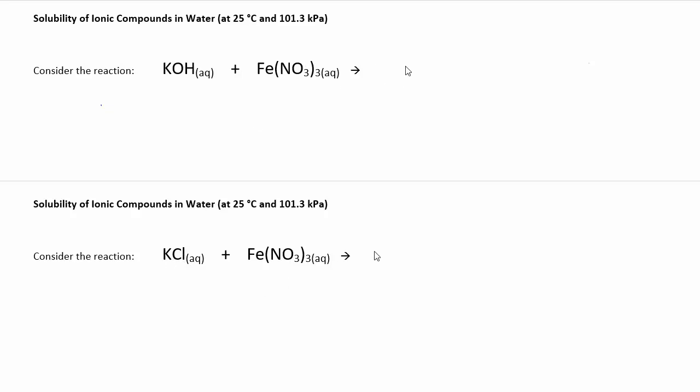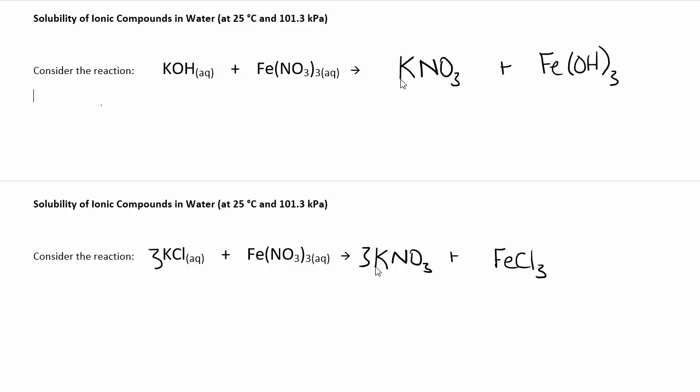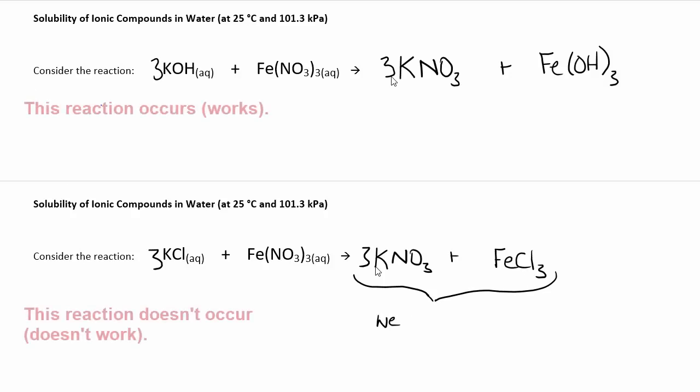We're going to have a look at solubility of ionic compounds in water. So I want you to consider two reactions that are shown. Potassium hydroxide plus iron(III) nitrate on the top, and then potassium chloride plus iron(III) nitrate on the bottom. If you dig all the way back in your memory to grade 10 and you look at double replacement reactions and predicting products, you could come away with these balanced equations.